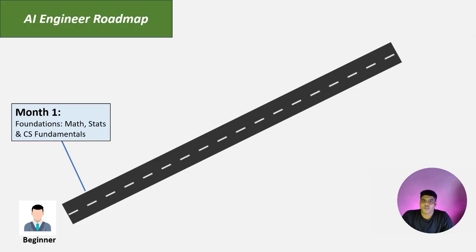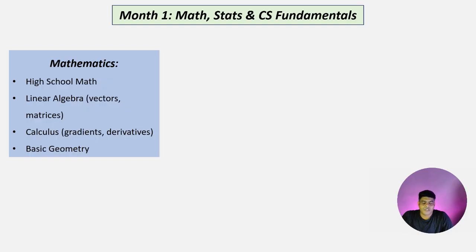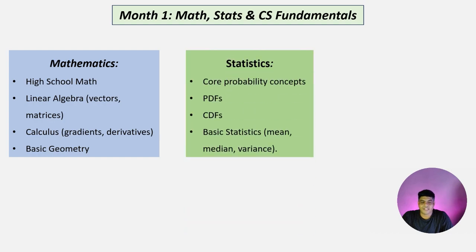Let's start with month 1, where you need to focus on the foundations, which is mathematics, statistics, and computer science fundamentals. These are the topics which you need to be good at: high school mathematics, linear algebra, calculus, basic geometry. You should know the basics of statistics, what are the probability concepts, what is PDF, CDFs, basic statistics, mean, median, variance, etc.